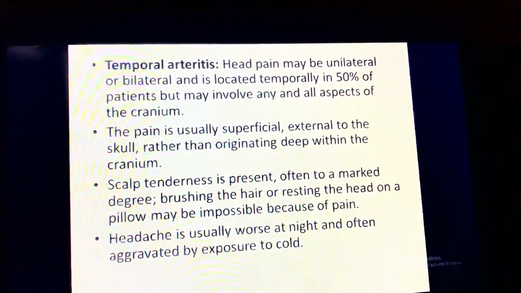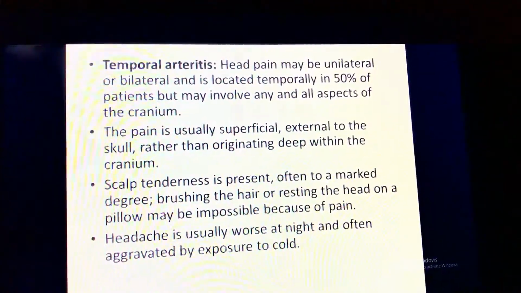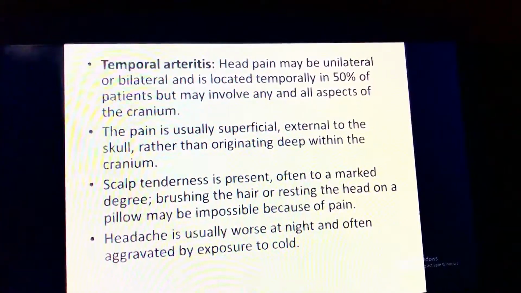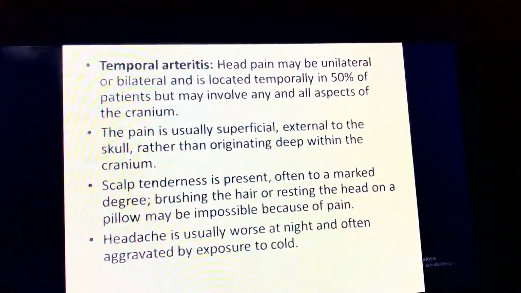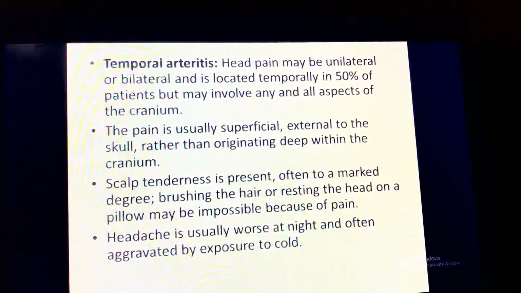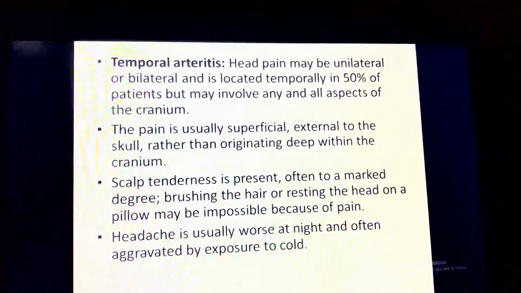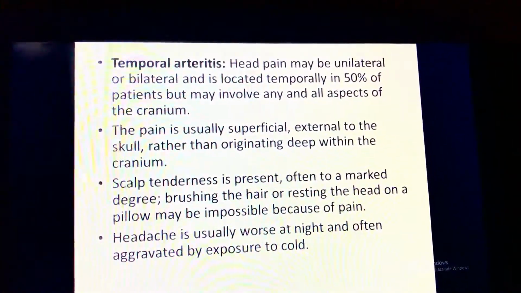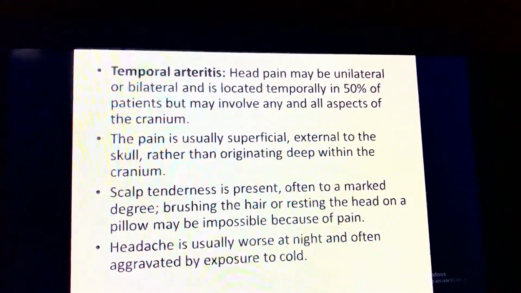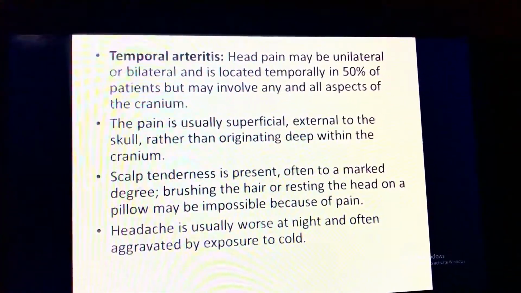The pain is usually superficial, external to the skull, rather than originating deep within the cranium. For temporal arthritis, the pain is usually superficial, external to the skull. You can see sometimes when you assess the head, the skull, the scalp may be tender or painful by palpation. This will be called temporal arthritis headache.